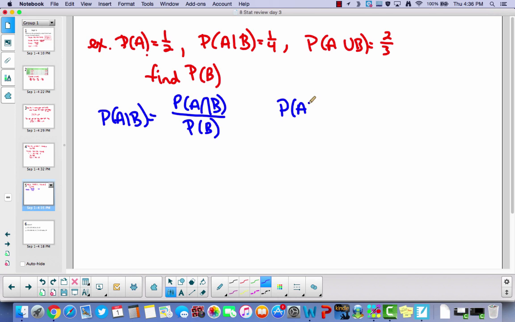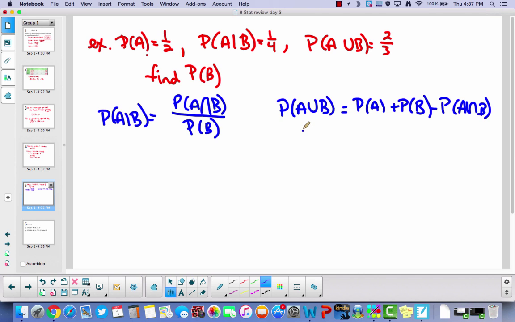I got the wrong thing here, don't I? Our formula says the probability of A or B is equal to the probability of A plus the probability of B minus the probability of A and B. So this piece here. All right, well, let's plug in what we know here.